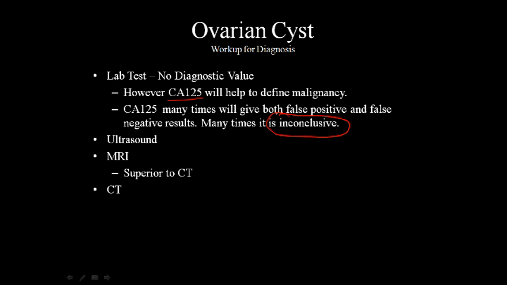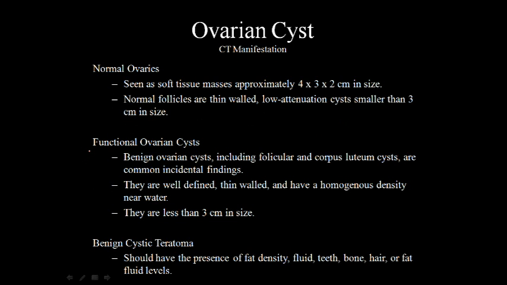or other abnormalities in the body. And so it's kind of undiagnostic. You really can't base everything on it. Ultrasound, once again, is the number one way to look at an ovarian cyst. MRI is a close second. It's much more superior than CT. And then finally, CT, if you want a very quick exam when ultrasound or MRI is not available, will suffice.